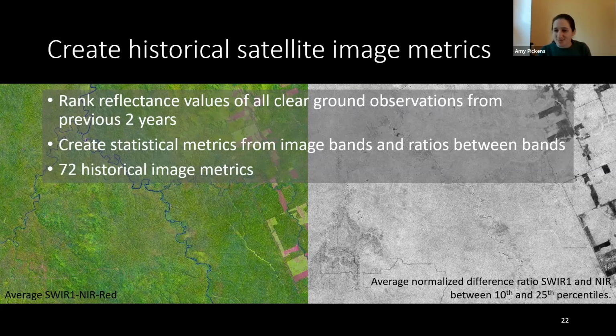And so this may sound kind of jargony, but in the end, the forest is this lighter color and the clearings are dark. And we create 72 of these metrics, and all of these help identify different aspects of the previous forest condition. And so that's the first step.